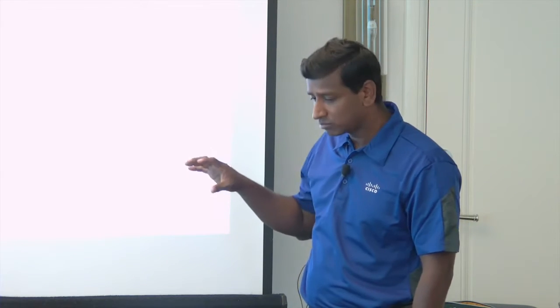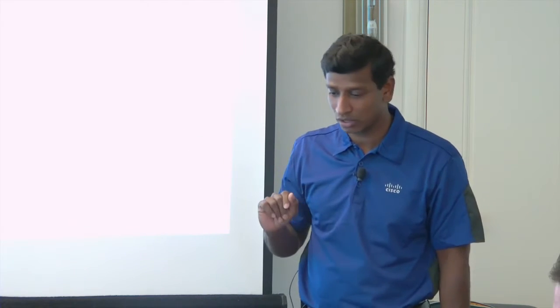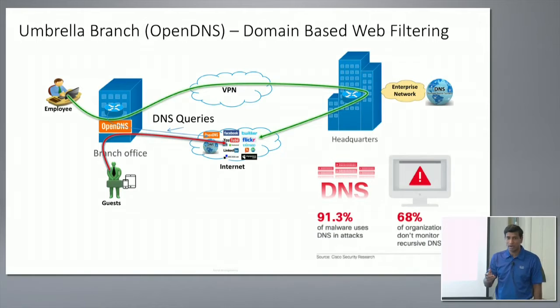The way I've set up this demo is to show a branch environment where you have guest users connecting to a particular interface. It could be via wired or wireless. In this case, I'm showing a wired user. I'm going to show before and after. So before I configure a policy, the user is able to go to any site. And after I configure a policy, certain sites or certain category of sites are blocked. So that's what I'm going to show in here.